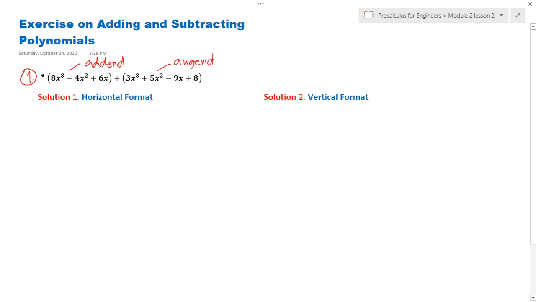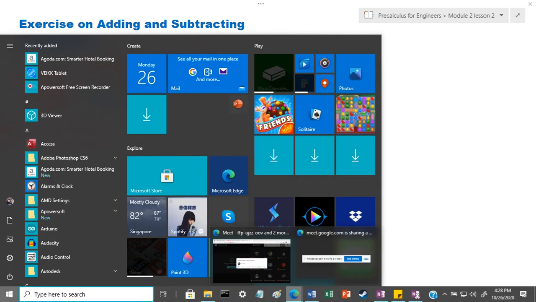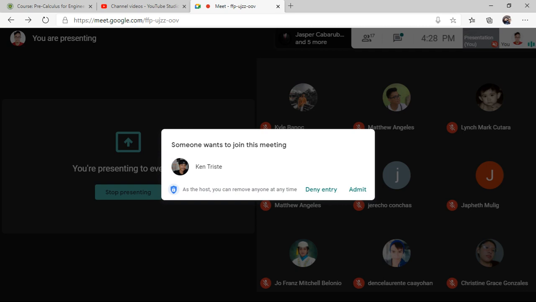So write first for me, if you use the horizontal format, write first the addend. So we have 8x cubed minus 4x squared. The parenthesis will disappear because you can just simply multiply negative 1 to the inside. Then for here, plus, since it is positive, if we distribute there so that the parenthesis is removed, it's just the number, because any number multiplied by a positive 1 stays the same.